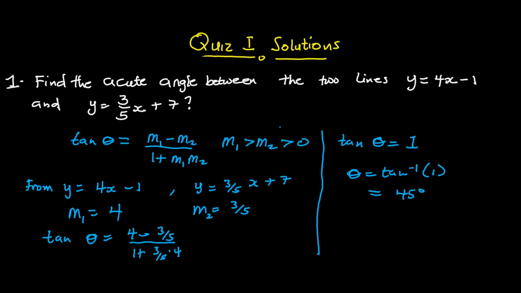So the correct answer to question 1 was B. So the answer is B, which is what? 45 degrees. Alright. So that's question 1. So let's move on to question 2.